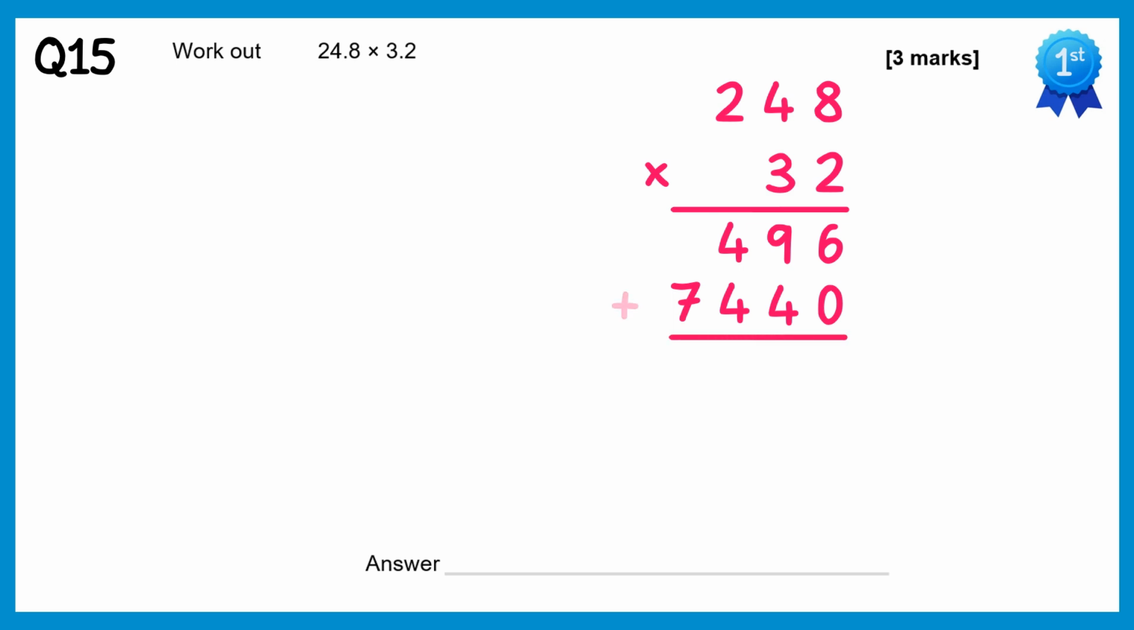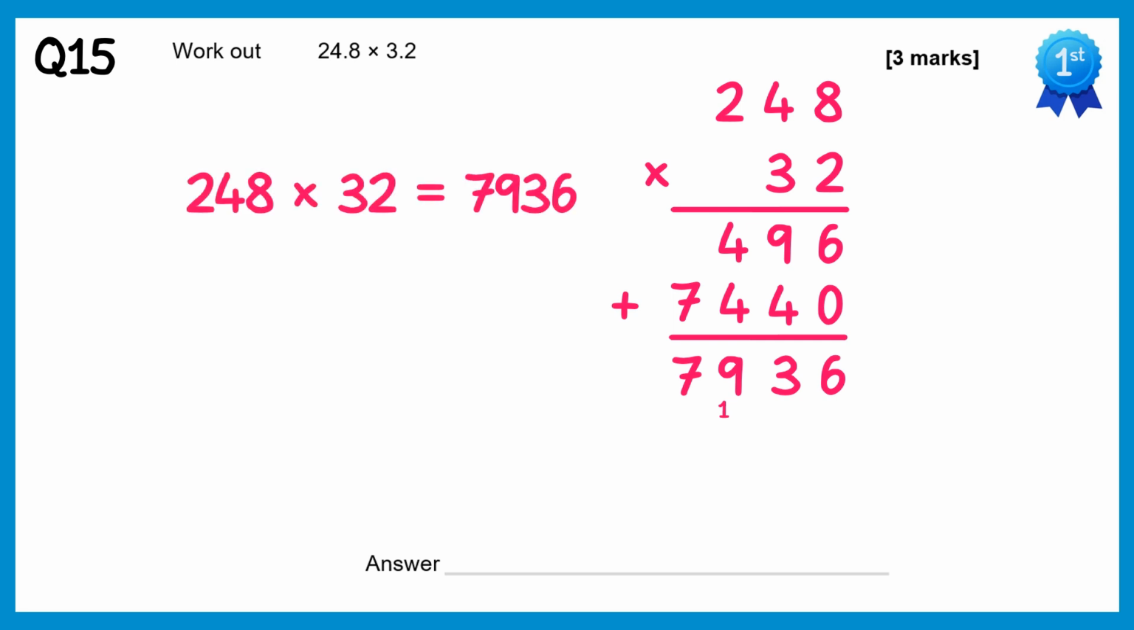If we now add these, 6 add 0 is 6, 9 add 4 is 13, 4 and 4 and the 1 makes 9, and then 7. So 248 times 32 is 7,936. But that wasn't the question we were asked to do.